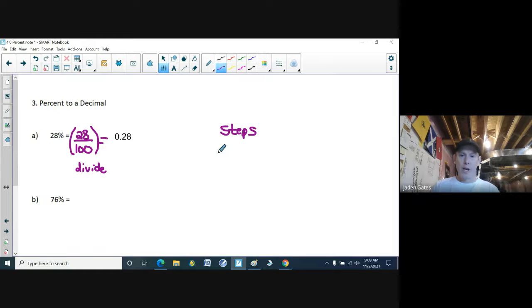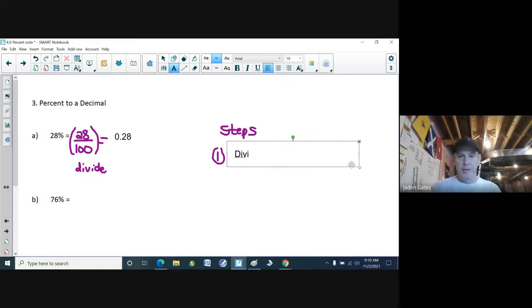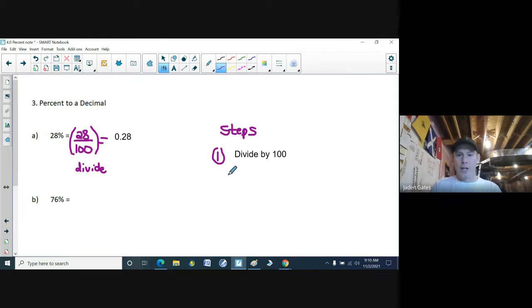So there are two different ways. Number one, all we took was that 28 and divided by 100. So that's one step to do it. Just simply divide by 100. Or there's another way of doing it.